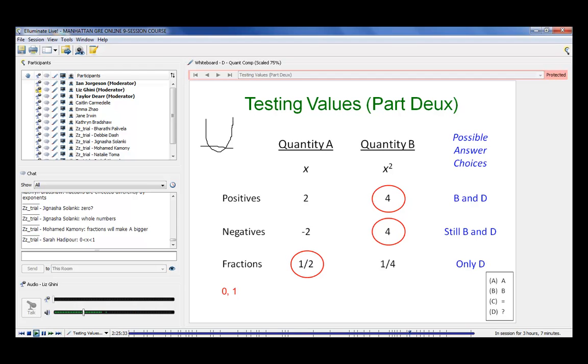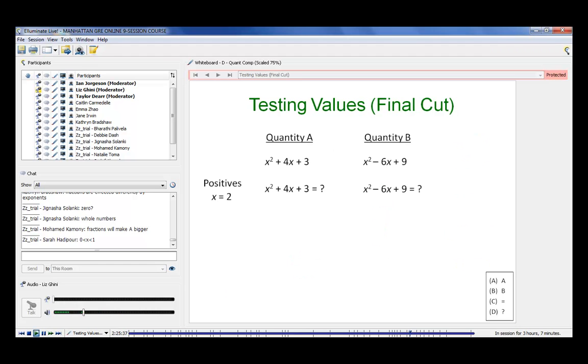Now I want to show you something else to keep in mind when you're testing. What about if you're testing something like this? Not so nice anymore, right? Not like x and x squared. You've got x squared plus 4x plus 3, x squared minus 6x plus 9, bluck. That's a technical term, bluck. This would be super slow.